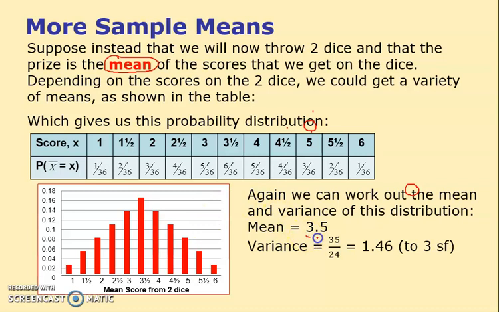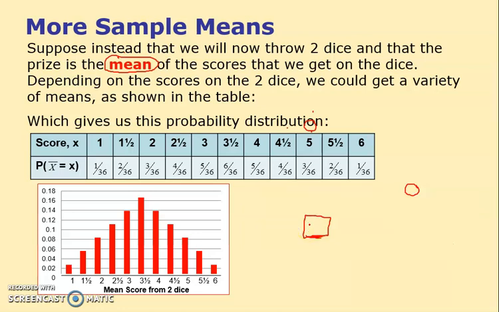I get 3.5 again, actually. Now, that's not unexpected in many ways. This fact that the mean stays the same with sample means is what we were kind of hoping for, I suppose. We've seen it before.